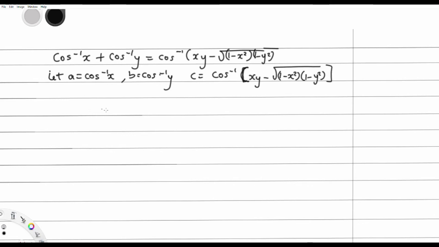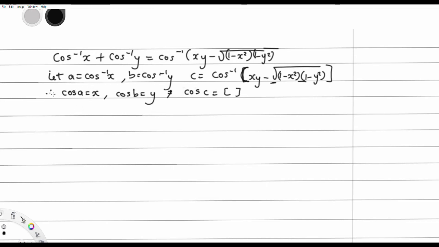Okay, so we already know what the implication is. We can then say cos a equals x, cos b equals y, then cos c equals this long function. Let me just do it like this. You understand? This long function. That's that. Okay.